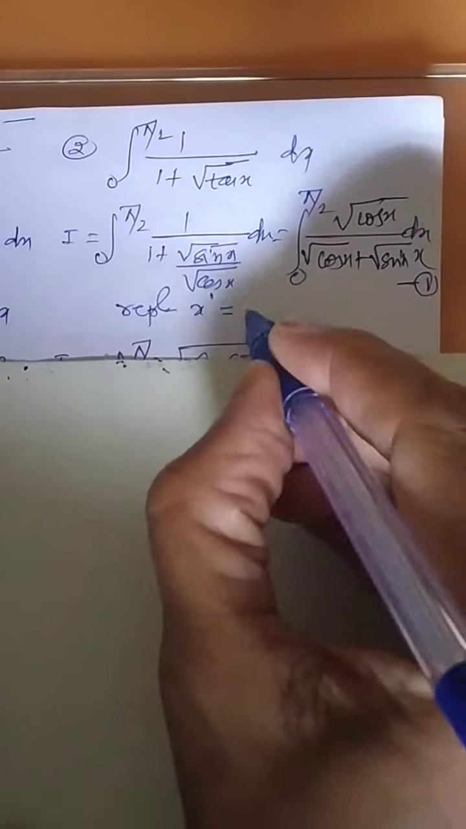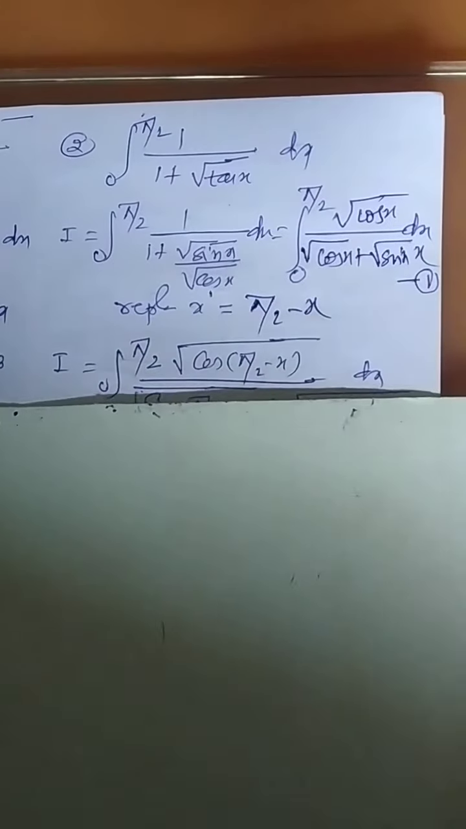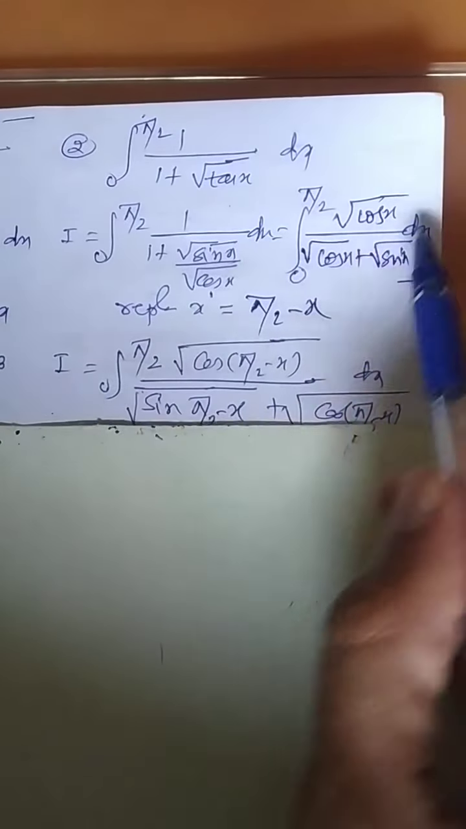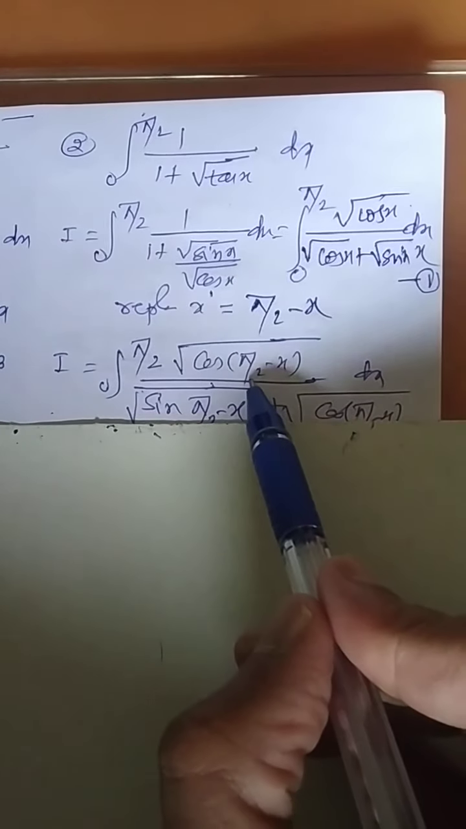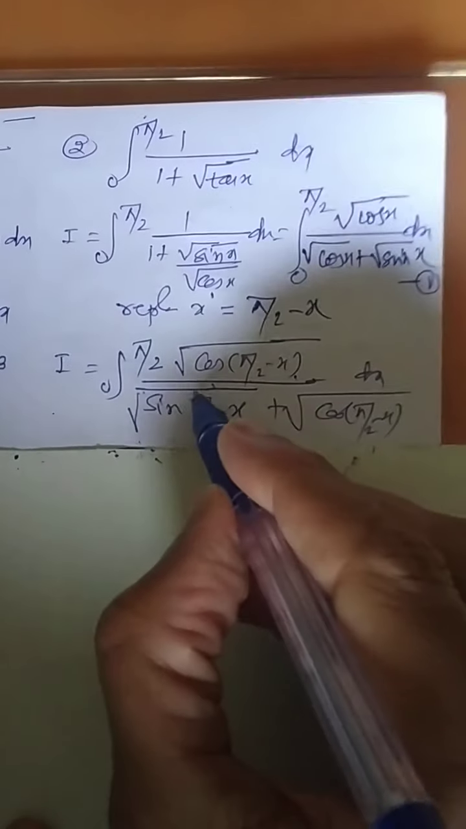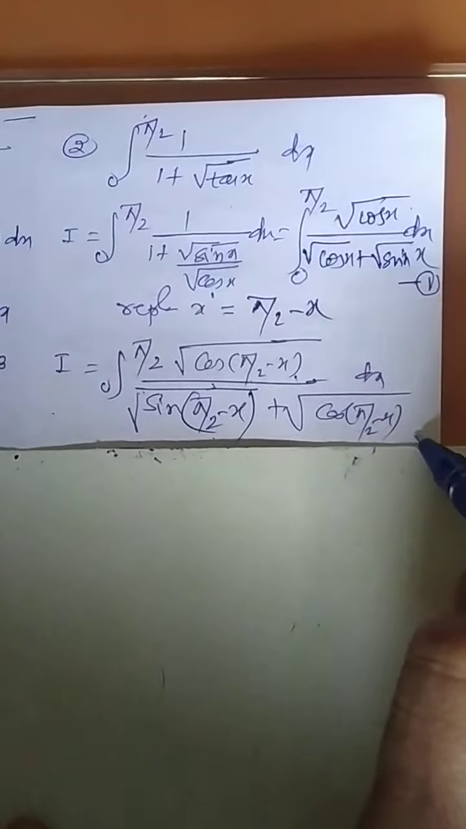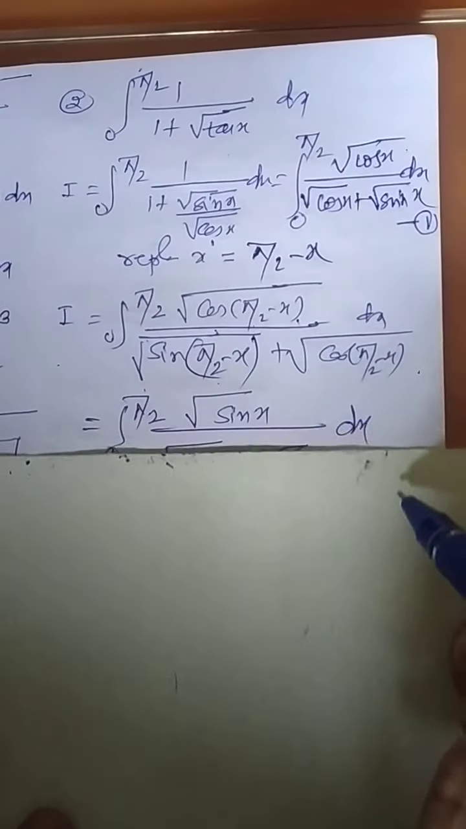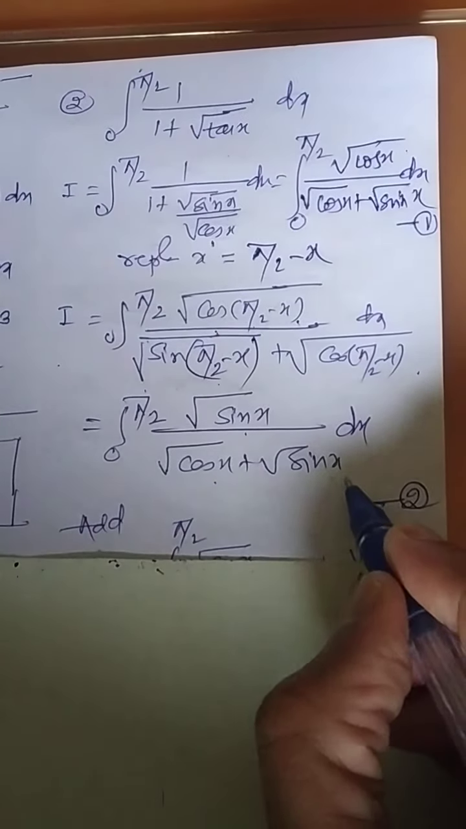Now replacing x by the upper limit, in this case pi by 2 minus x. So another integral 0 to pi by 2, root cos as it is, pi by 2 minus x. Here root sin, again pi by 2 minus x. This expression is written here, cos of pi by 2. Now try to simplify this. Root sin x, root cos x, root sin x. Okay, this is nothing but your second expression.